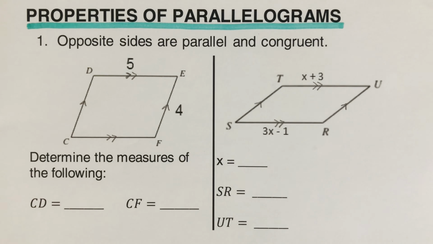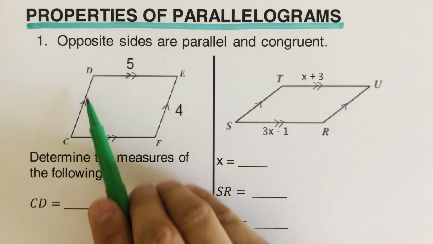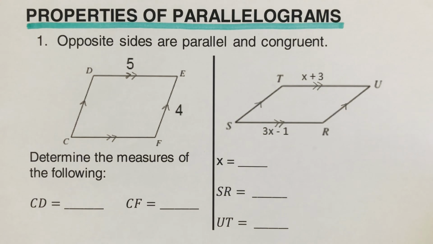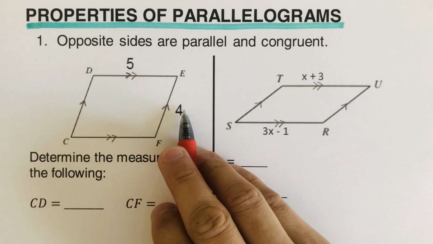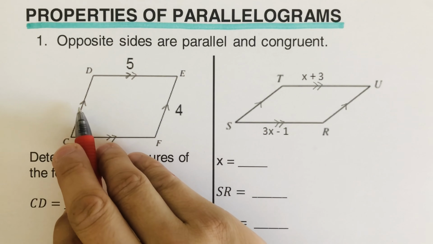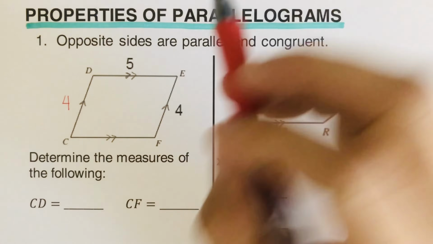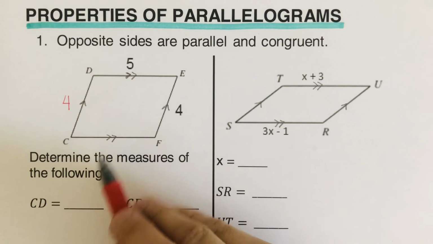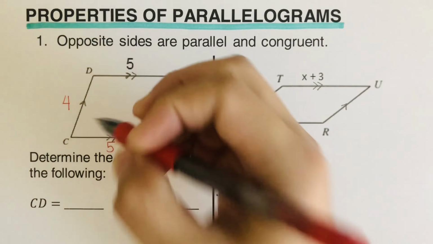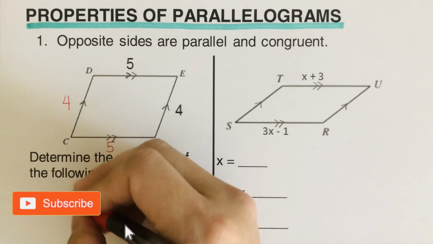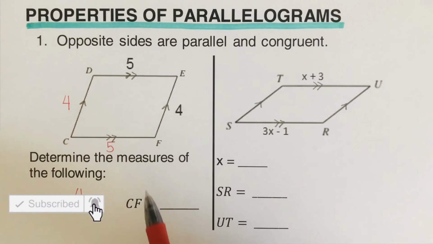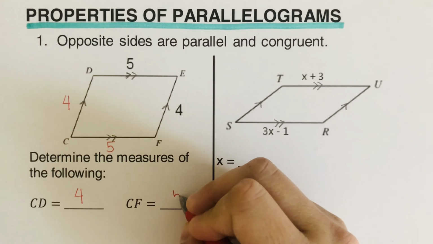Okay, so let's use this property in order to find these missing parts. Let's take the first example on the left. We determine the measure of CD. CD is this side. We see that this side is 4, and opposite sides, the ones across from it, would be equal. So if this side is 4, this side would also be 4. And if this side is 5, across from it would be 5. So then we can say our CD is 4 and our CF is 5.